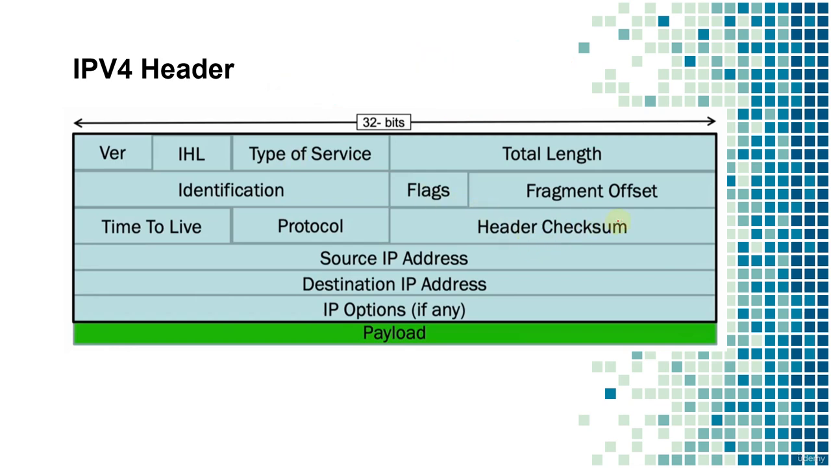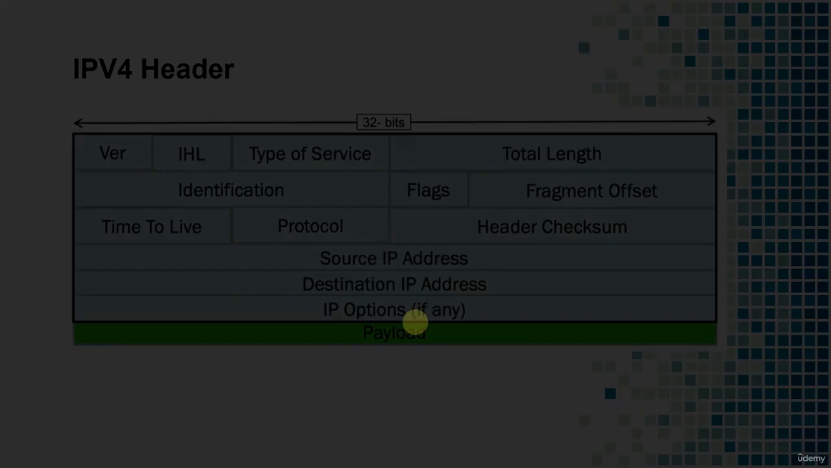Then we have the header checksum. We also want to make sure there is data integrity, so nothing has been changed during the communication or on the path. During the path there is no kind of change. Then we have some options and the payload. This is going to be your data.